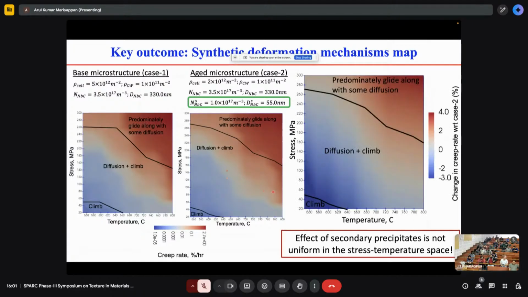If I calculate the change in creep rate of case 2 with respect to case 1, we see both positive and negative. It means the effect of the secondary precipitate is not uniform in the stress and temperature space. For a given combination of stress and temperature, a microstructure may be beneficial, but the same microstructure may not be good for other combinations of stress and temperature. We are able to get this kind of information from this kind of framework.